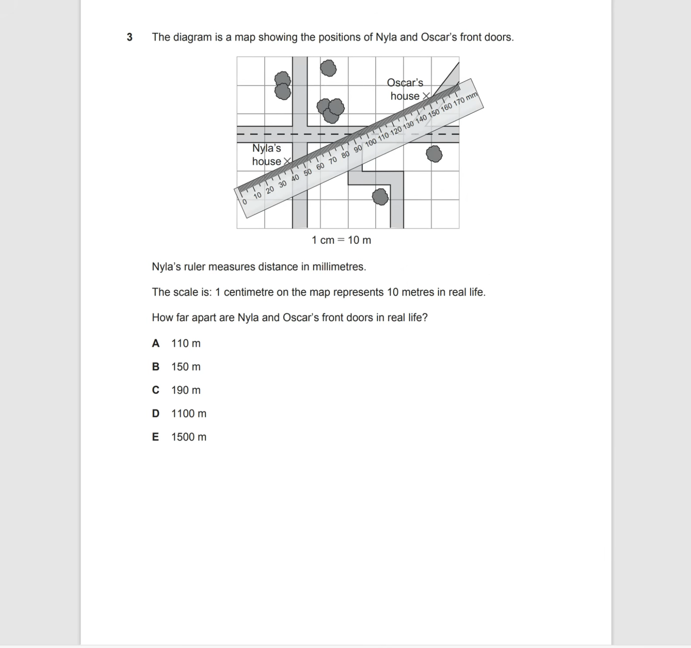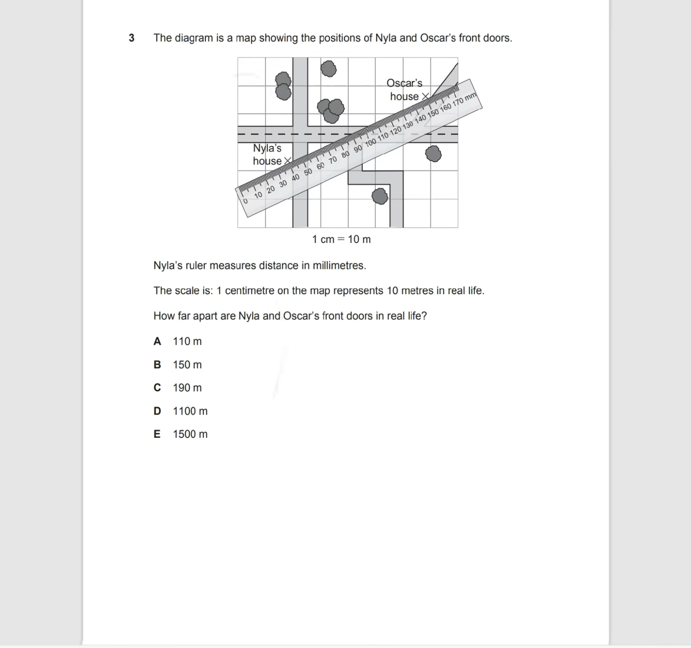3. The diagram is a map showing the positions of Nyla and Oscar's front doors. Now, Nyla's ruler measures the distance in millimeters. The scale is 1 centimeter on the map represents 10 meters in real life. How far apart are Nyla and Oscar's front doors in real life?